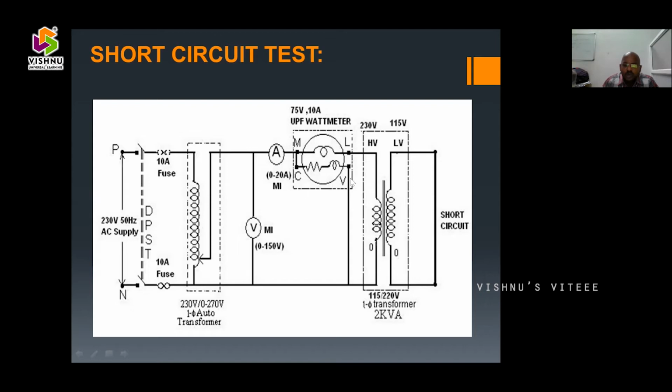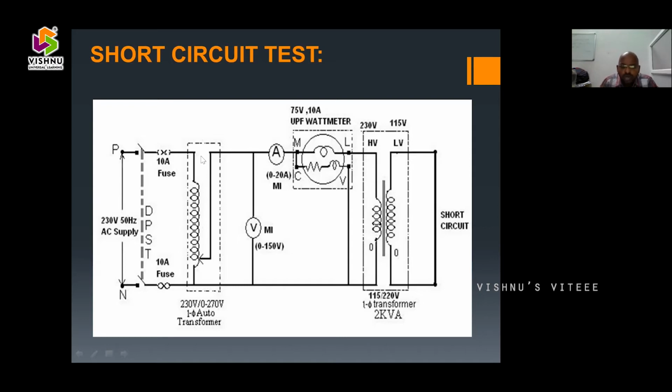The wattmeter consists of four terminals: main, line, current, and voltmeter. So this is the connections point of view. Whatever connections you made in the open circuit test, the same connections apply to the short circuit test also. But the major difference is that the short circuit test is connected on the HV side and the LV side is short circuited, and the rating of the meters is also modified.